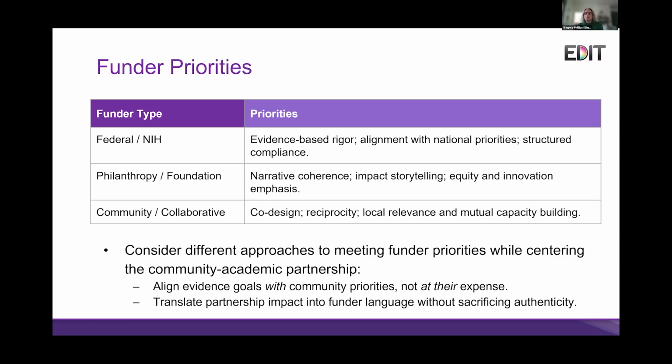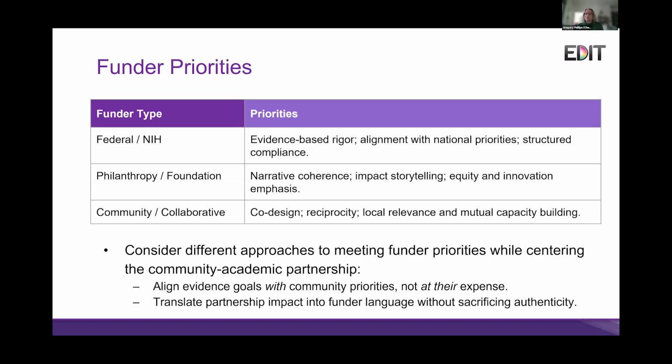So think about what different approaches you might want to take to meet funder priorities while centering the community academic partnership. It can be very easy to stray away from building a partnership to make sure that you are competitive for one of these over the other, but trying to make sure you always have the partnership's best interest in mind as you're moving forward is going to make sure that you maintain a good partnership and you have a good foundation for future funding announcements.